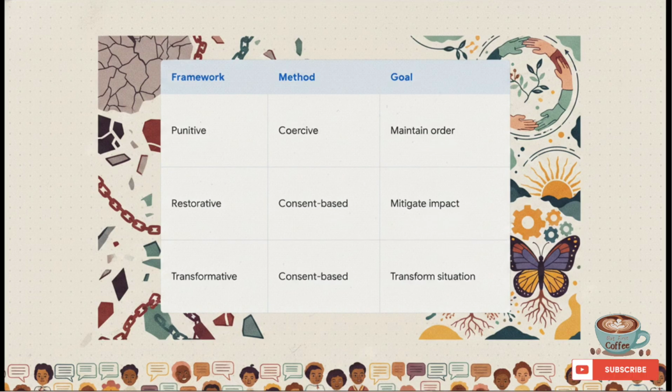Restorative methods seek to mitigate the impact of actions and restore relationships to where they were. Transformative frameworks go even deeper. They aim to transform the entire situation and address underlying struggles or power imbalances. This requires a really strong set of community agreements, which is exactly why we co-create them early on.